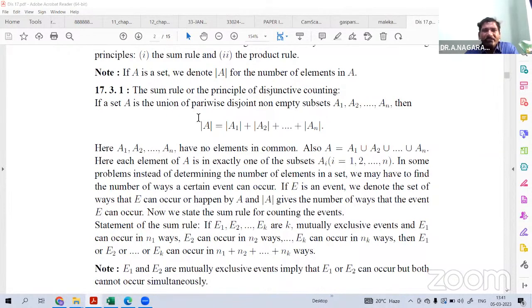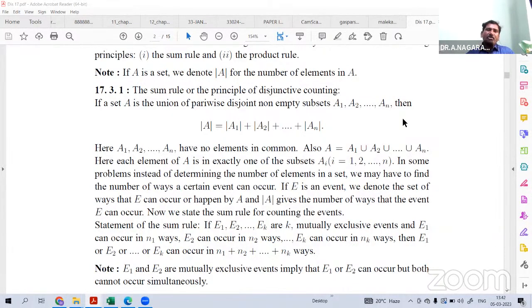Now I am taking the generalization: A1, A2, and so on up to AN, a set of elements with N groups, and each group has a number of elements. So mod A equals mod A1 plus mod A2, and so on, plus mod AN. Here A1, A2, up to AN have no elements in common. So mod A equals the union of A1, A2, and so on up to AN.